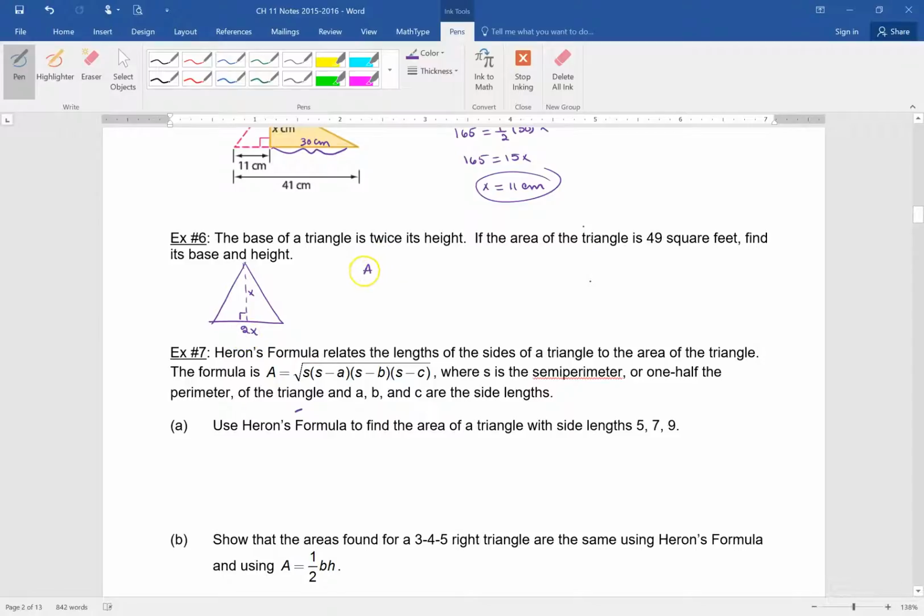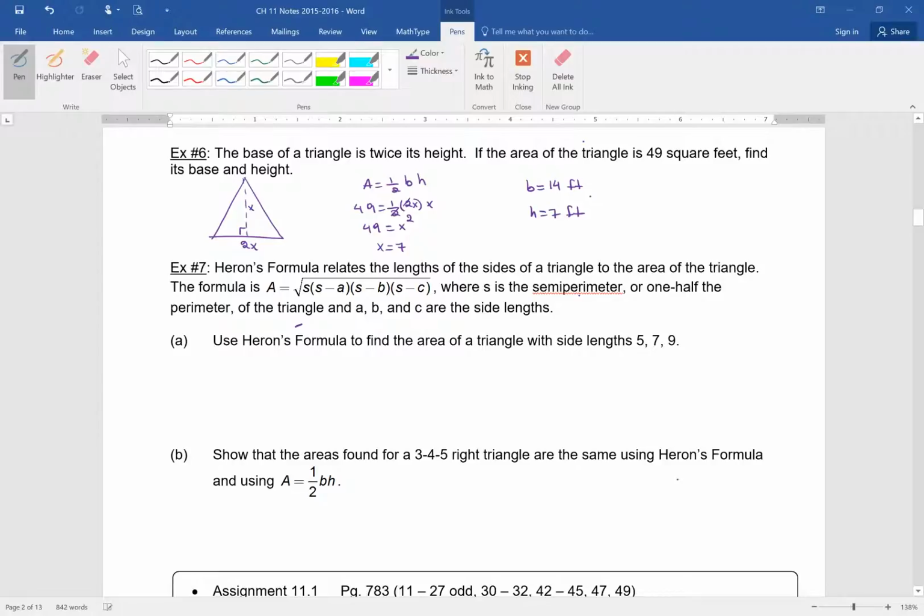Again, we start with the formula. Area is half times base times height. 49 is equal to half times base times height. What does that mean? That means that 49 is equal to, the 2's cancel, x squared, so x is equal to 7. Okay? Therefore, if the height is equal to 7, then the base is 14 feet.